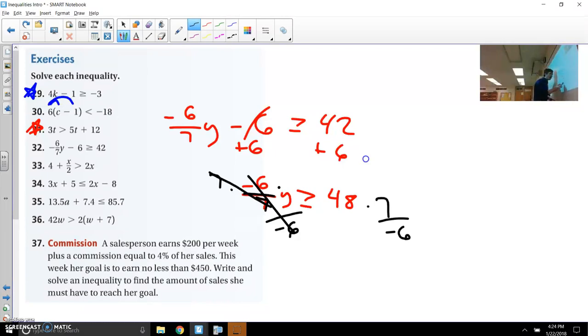Now, if you notice, I'm dividing by a negative. I'm moving that number over. So that means that I'm going to have to flip your sign from greater than or equal to less than or equal. And it has to do with this number right here. You're dividing across with a negative number.